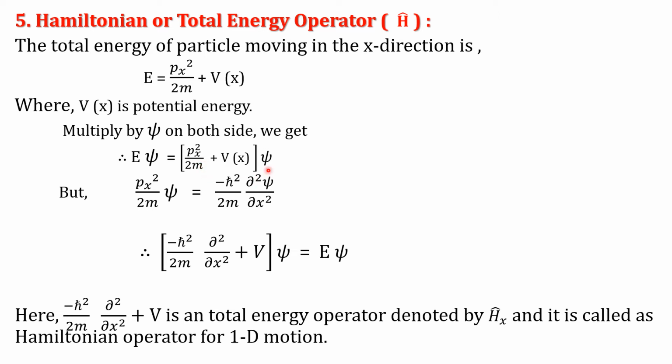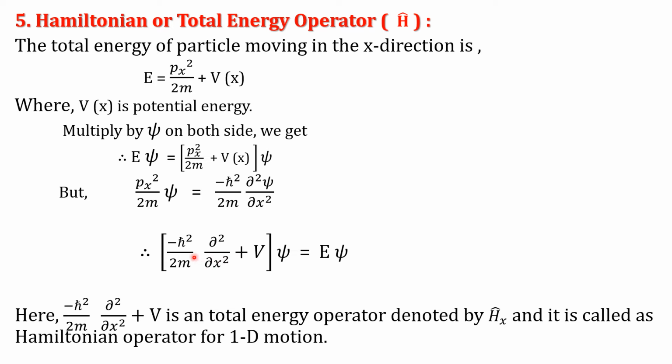square by 2m psi, that value as we found earlier, and it is minus h cross square by 2m del square psi by del x square. We substitute this value in this equation and we rewrite: minus h cross square by 2m del square psi by del x square plus V psi, outside the bracket we write psi, equal to E psi. And it represents the eigenvalue equation for the Hamiltonian or total energy.